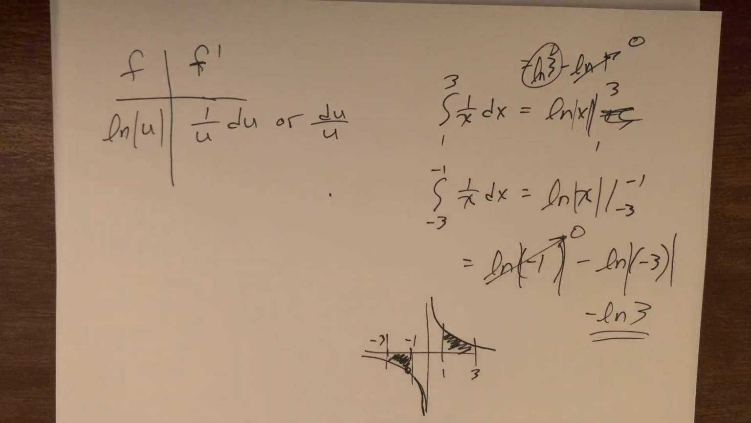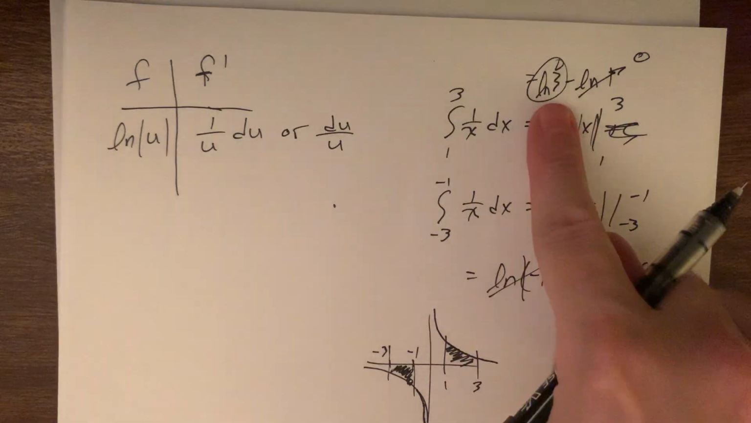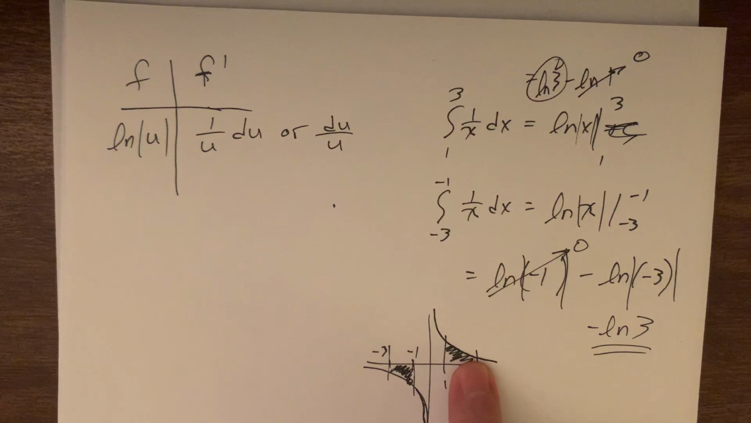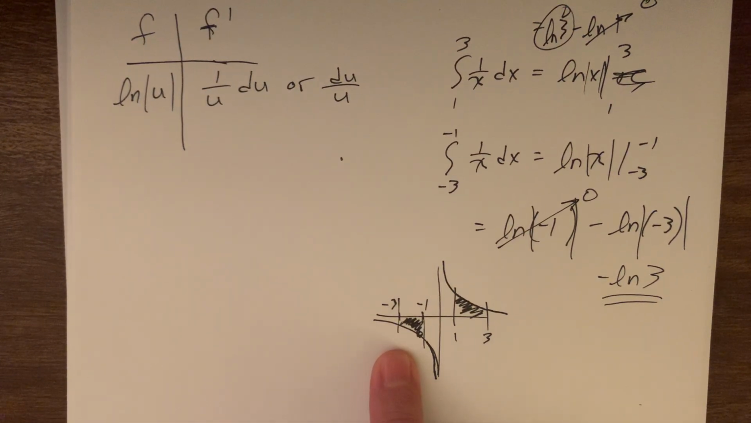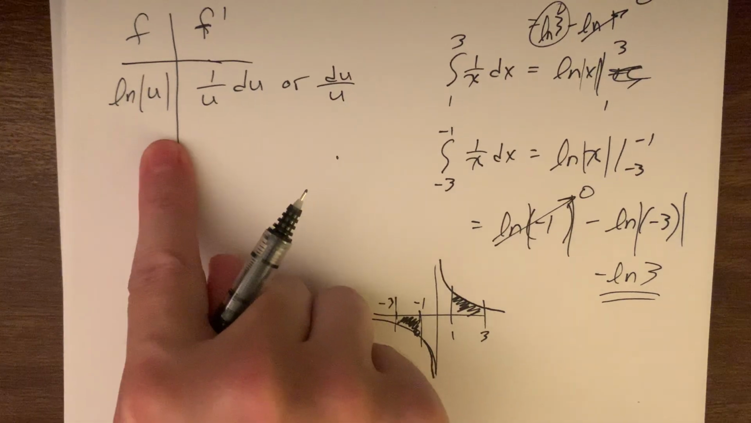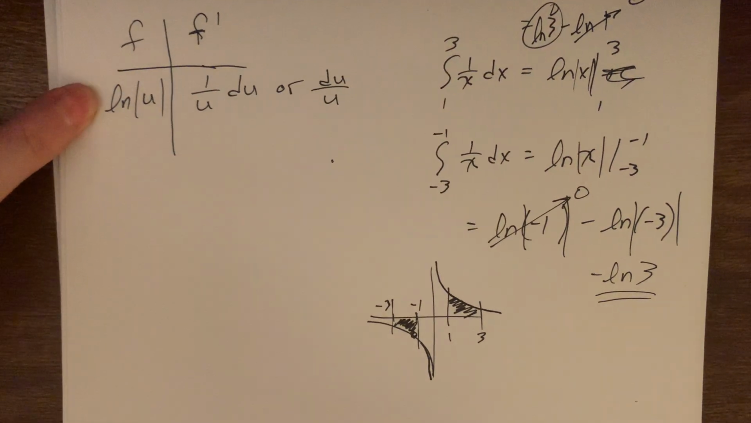And now, as we said, these should have the same area, just this one should be a positive answer because it's above the x-axis, and this one should be negative because it's below. That's all we needed. So I know I took a few minutes to explain that, but ultimately, that's just what it boils down to.